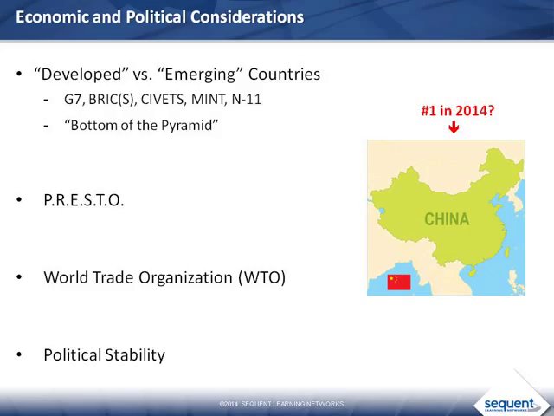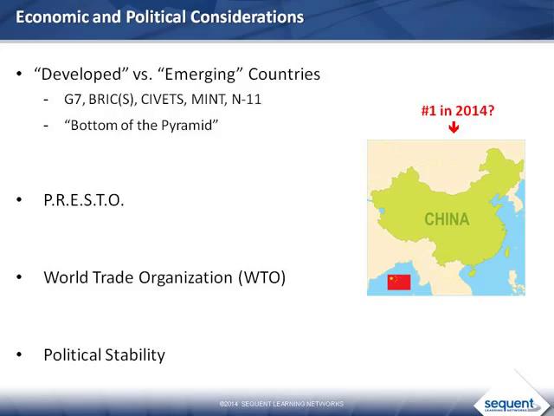Let's spend a minute on those. So the G6, as you might know, started in 1975, where they picked the 6 countries that they thought were the wealthiest in the world and formed a group. Over time, they became the G7, and with the possible addition of Russia in 98, maybe it's the G8 now.